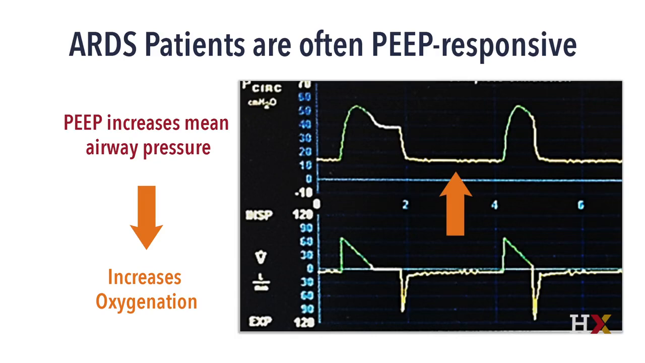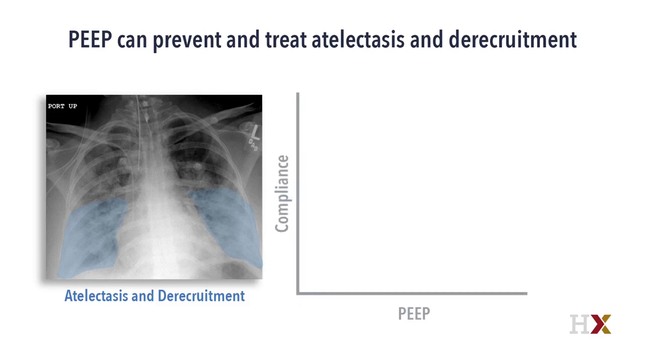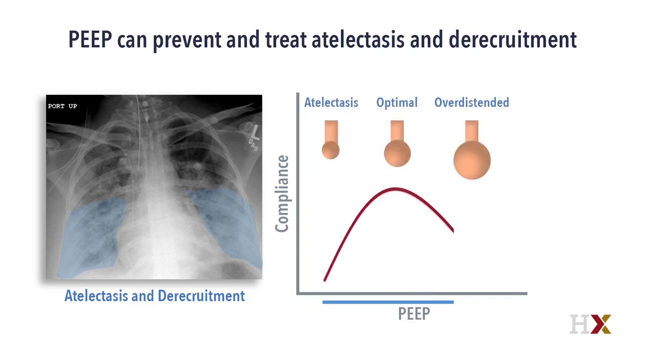The other thing that PEEP does is help prevent and treat atelectasis and derecruitment. So in a patient who has ARDS, there are going to be many areas of atelectasis, of derecruited lung, illustrated here by the blue shading on this chest x-ray. When patients have an increase in PEEP, they go from having atelectasis, hopefully to an optimal state, but we don't want to overdistend them. So the goal at the bedside is to find that optimal PEEP where the patients are sitting in the optimal space, but not atelectatic nor overdistended.